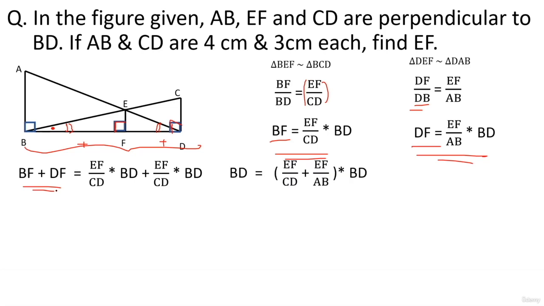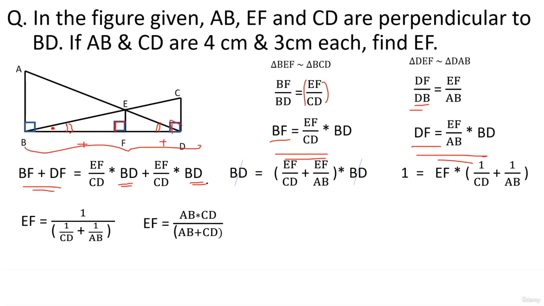And anyway, from the right hand side, I can take BD common from these two, right? So BD will cancel. Ultimately, you will have 1 equals EF into 1 upon CD plus 1 upon AB. This gives you EF equals AB into CD upon AB plus CD. Next step, you put in the values. You get the value of EF equals 4 into 3 divided by 4 plus 3, which is 12 by 7.